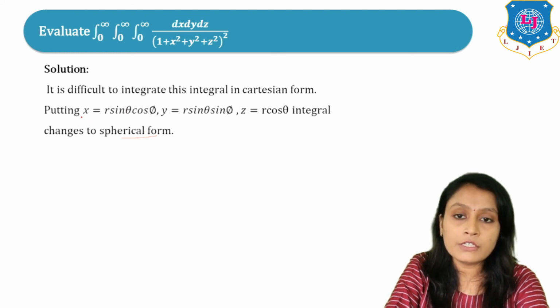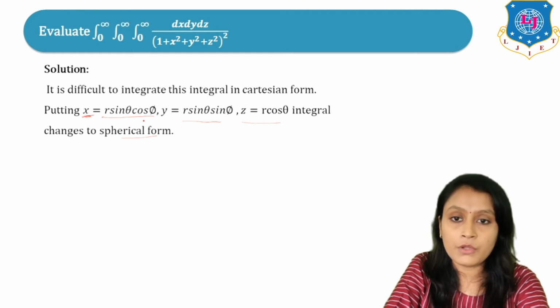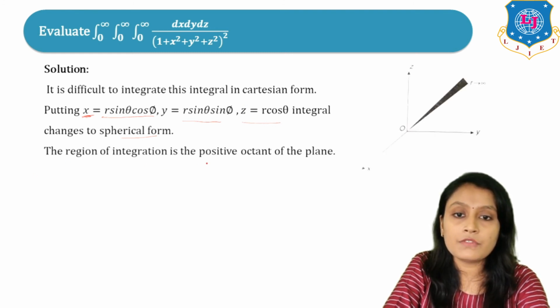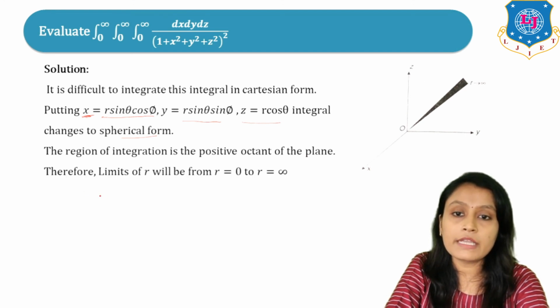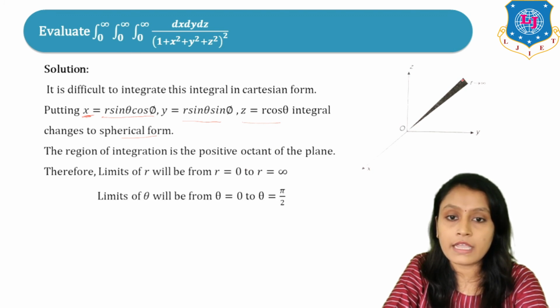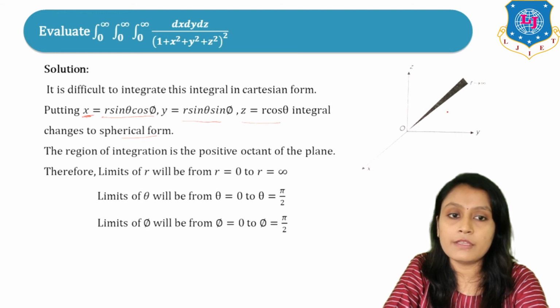Okay, so in place of x we have to write r sin theta cos phi, in place of y we write r sin theta sin phi, and in place of z, r cos theta. The region of integration will be the positive octant of this space. We have to consider only this positive octant. So the limits of r will be 0 to infinity, the limit of theta will be from 0 to pi by 2, and the limit of phi will be from 0 to pi by 2.